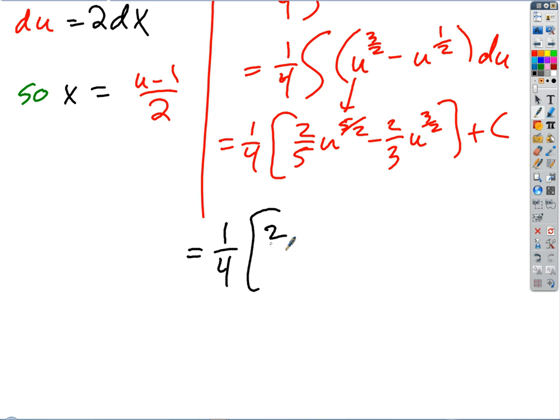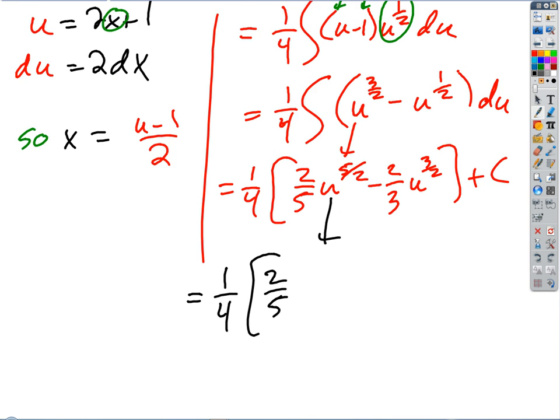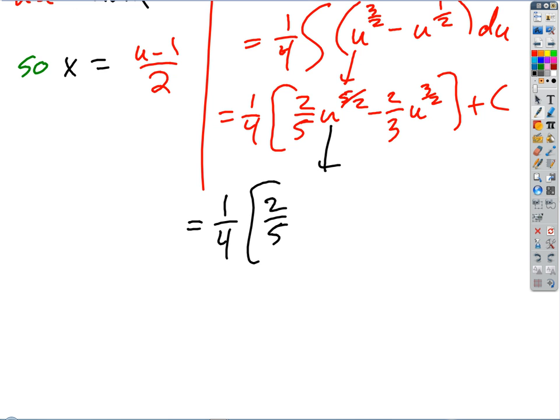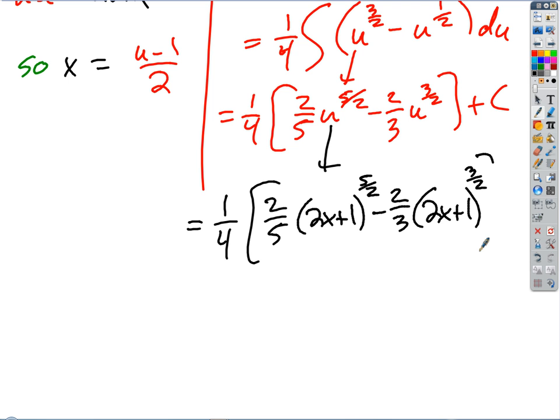So 2/5, instead of a u, that's going to be what was our 2x plus 1. Sure, that's a little complicated, but big deal, it's the answer. We're done. And it's a function that we could use.